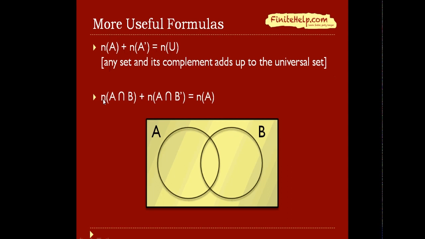And here you have the number of elements in A intersect B plus the number of elements in A intersect B prime is the number of elements in A. And here you can see A intersect B is this middle region here, and A intersect B prime, which is the A without the B, is this crescent-shaped region here. So when you add this region and this region together, you have the entire A.